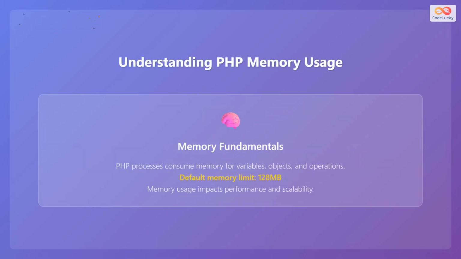Let's build a strong foundation by understanding PHP memory usage. PHP processes consume memory for variables, objects, and various operations. By default, PHP has a memory limit of 128 megabytes. Efficient memory usage significantly impacts your application's performance and scalability.